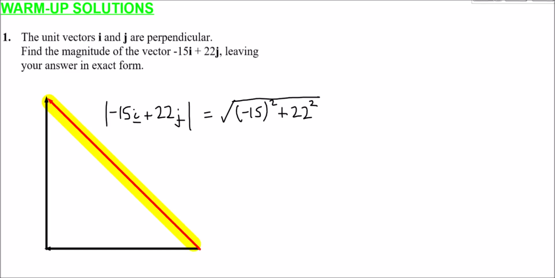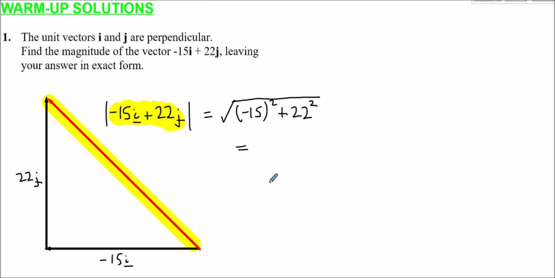Okay, just a quick recap of the vectors. So this bit would be the minus 15i. This represents the 22j, not done to scale. And the yellow bit, the magnitude is just the length of the resulting line, the resultant vector. So it's like Pythagoras really, that side squared plus this side squared.